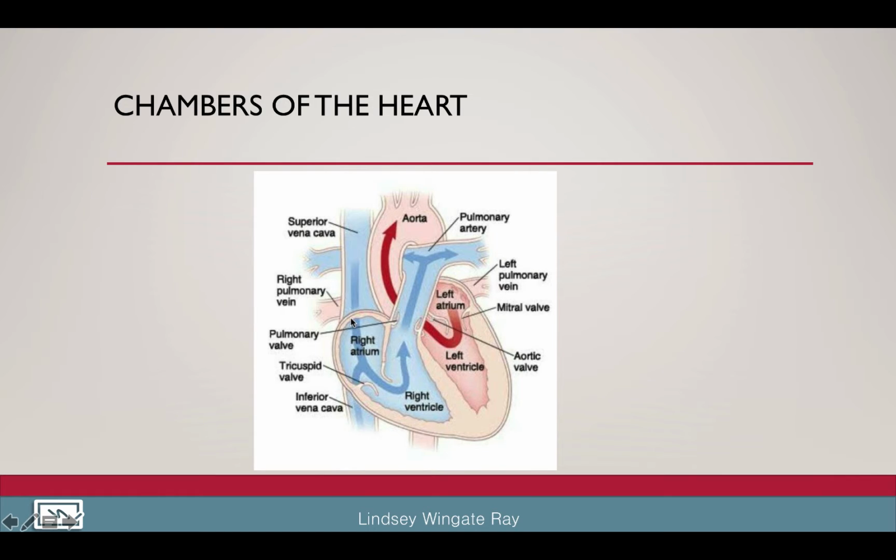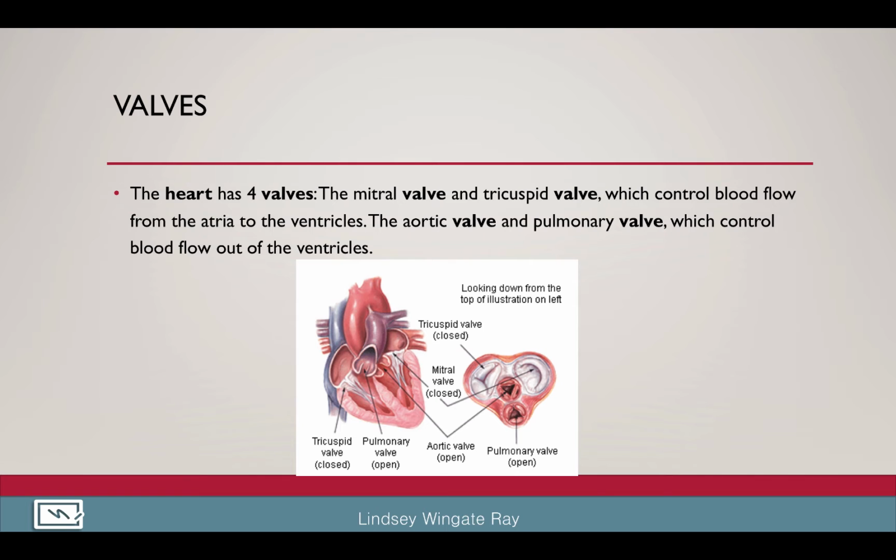You have 4 chambers of your heart. You have your right and left chamber, your right and left atrium, and your right and left ventricle. Like I mentioned before, there are 4 valves in your heart. You have the mitral valve, the tricuspid valve, which controls blood flow from the atria to the ventricles, the aortic valve, and the pulmonary valve, which control blood flow out of the ventricles. It's important to note that you do have 4 valves.